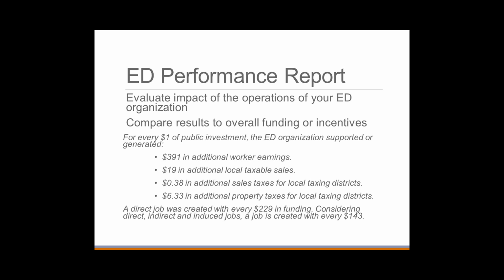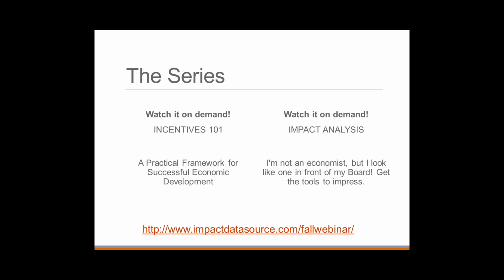You could even be able to determine this comparison on the number of jobs created. So maybe a direct job was created with every $229 in economic development funding. Or if you consider direct, indirect, and induced jobs, a job was created with $143. So this is something that can be useful in showing the value that the economic development organization brings to the community. This is just the last slide here showing the overview of the series.